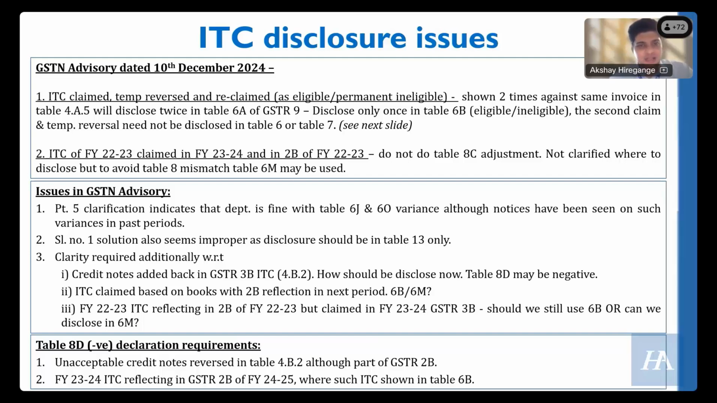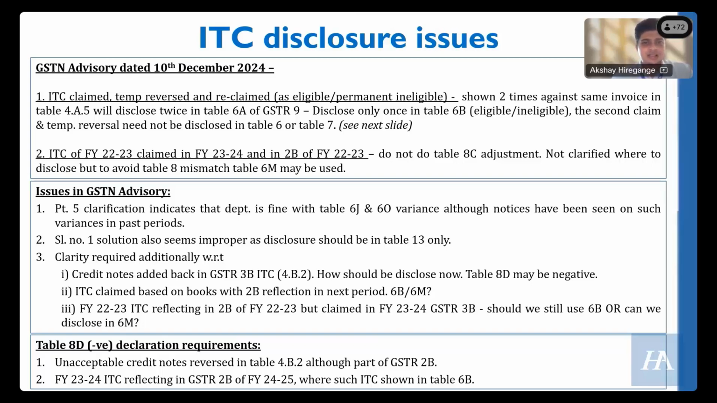But please keep in mind, this is not a circular as per which is issued by the CBIC. This is only an advisory issued by GSTN. So to this extent, whether the departmental officers are bound to follow, answer is no. But practically will they follow? Because it's coming from the government representative, I feel it would be followed by the department officers. So option to not disclose.